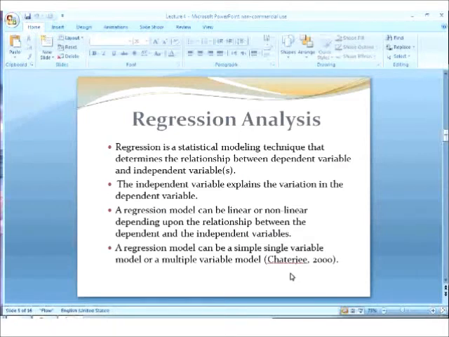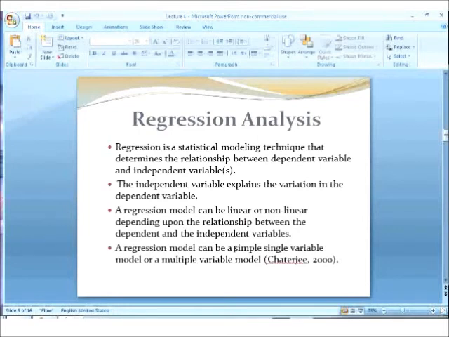A regression model can be a simple single variable model or a multiple variable model. This means that in a regression model, we can have just one independent variable explaining the variation in the dependent variable. For example, I would develop a regression model that has vehicle speed as a dependent variable and posted speed limit as an independent variable. Just one single independent variable. That is called a simple single variable model.